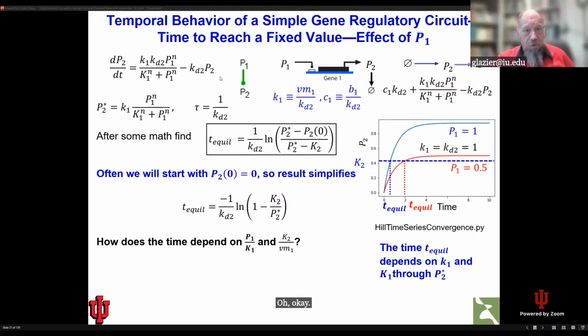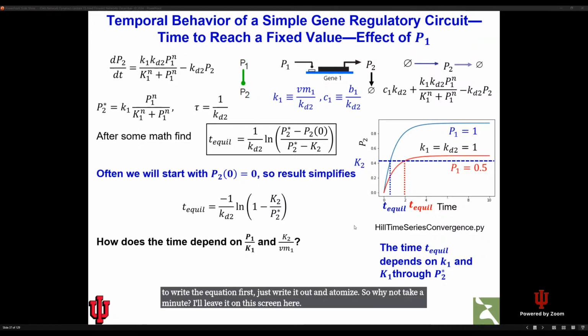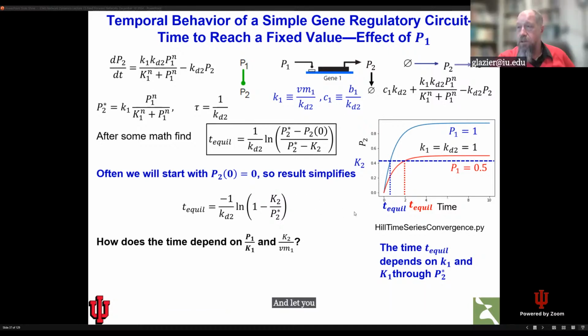That's why I wanted you to try to write the equation first. Just write it out in antimony. So why not take a minute? I'll leave it on this screen here, and let you see the equations. And then why don't you try writing the code?